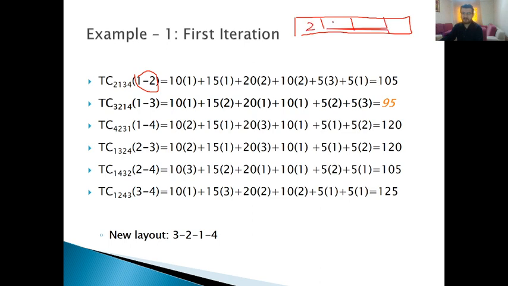2 will be here, 1 will be here, 3 will be here, 4 will be here, okay? So the flow doesn't change, however, the distance changes. Distances between 1 and 3, 1 and 4, 2 and 3, and 2 and 4 will change, okay? So this is the representation of the layout after I swap, or exchange, the locations of 1 and 2.